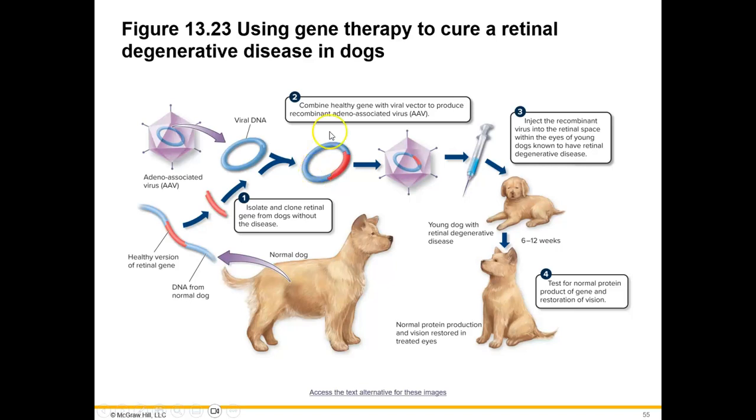After combining the healthy gene with the viral vector, we will have this recombinant DNA inside our virus, which can then be injected into the retinal space within the eyes of young dogs that are known to have this degenerative disease. As a result, the young dog with that retinal degenerative disease will begin to make that protein, which is a product of that gene that was inserted, and you will observe restoration of vision. So now suddenly the dog is able to see because it has the gene to produce that protein that is needed for vision.